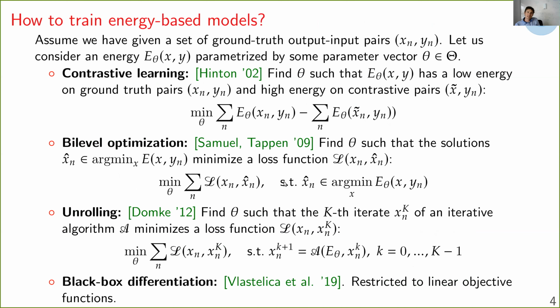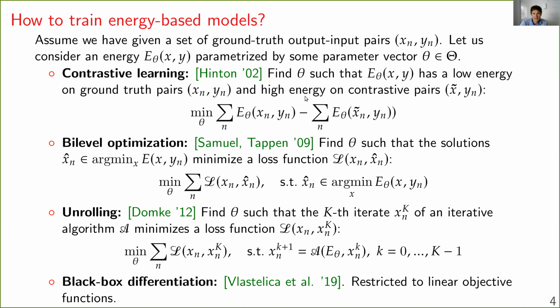So how can energy-based models be trained? Assume that we're given a set of ground truth output and input pairs, yn are the inputs, and xn are the matching ground truth solutions. And we consider an energy that is parameterized by some parameter vector theta, no matter what theta represents, just a handful of parameters. So one of the earliest approaches for learning with energy-based models is due to Hinton.